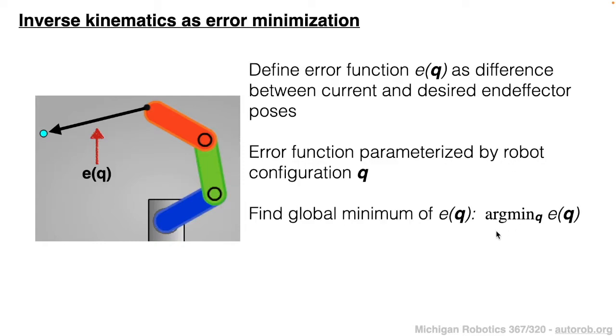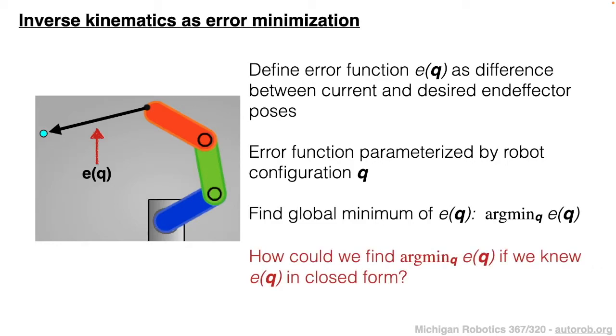So that can be expressed mathematically with this argmin function, which is shown here, which is just saying that we're going to find the configuration Q, which will globally minimize this error function E. Expressing error minimization in this way then motivates the question of how we can find this argmin, in particular if we know the equation for the error in closed form. It turns out that from our knowledge of calculus, we do know how to find the global minimum in closed form for certain types of functions.